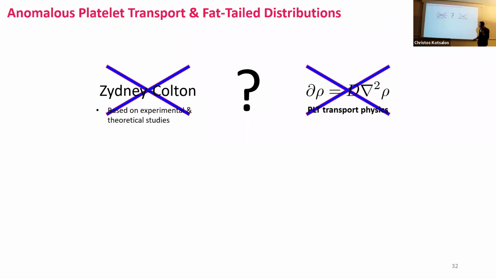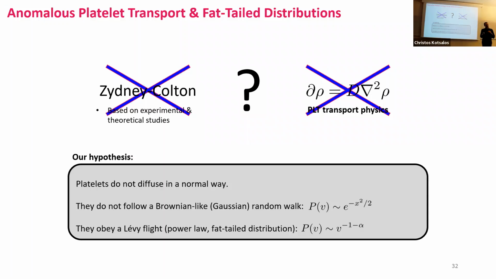Our hypothesis is that platelets do not diffuse in a normal way. They do not follow a Brownian-like, Gaussian random walk. The probability density function of their velocity is not proportional to this Gaussian kernel, but they obey a Levy flight. The probability density function of their velocity follows this power law, this fat tail distribution.